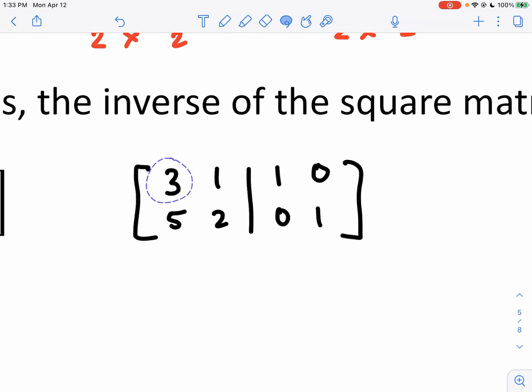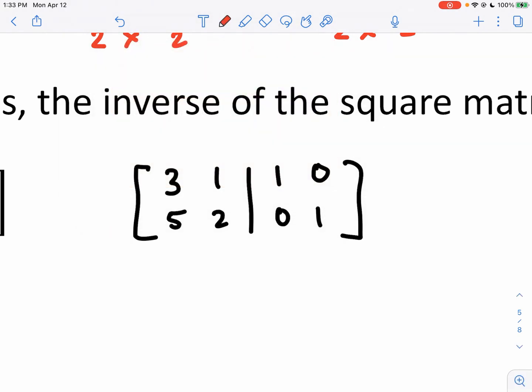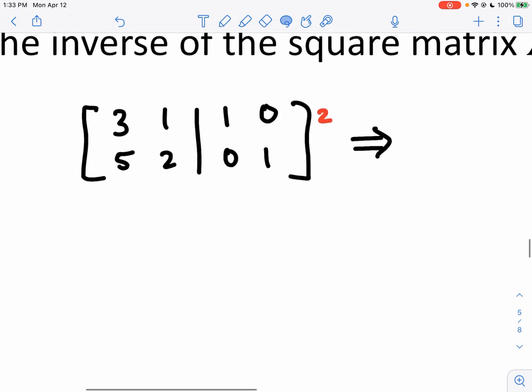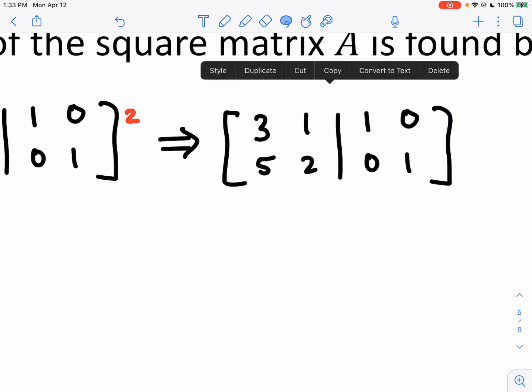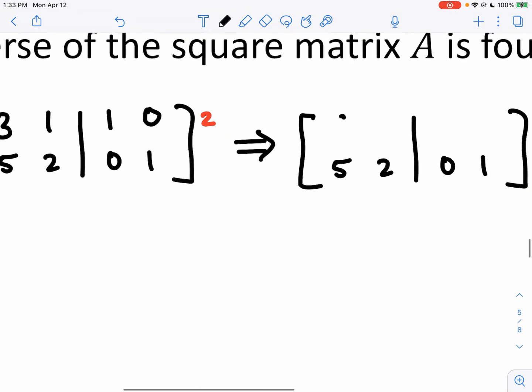Because if I double this row, this will make this a 6, and 6 is 1 unit away from 5, which means I'll be able to do a combination of row operations to accomplish this. I'm going to begin by just doubling the top row. Okay, so it's going to produce a new matrix, and we do this to the entire extended matrix here. All right, so we're going to double the top row, all of it. So we're going to get 6, 2, 2, 0.